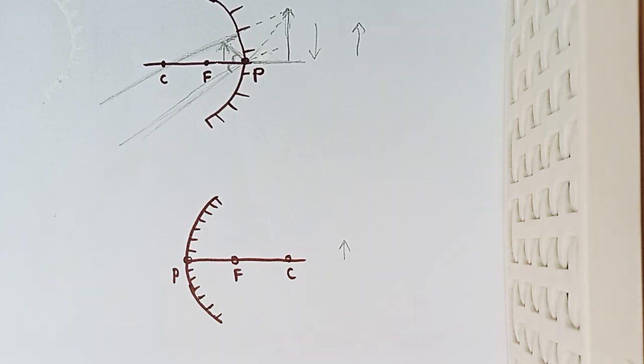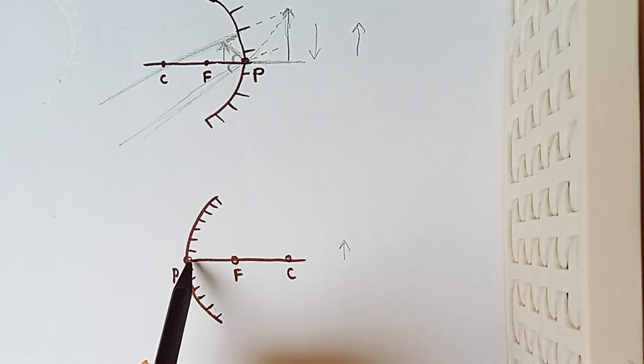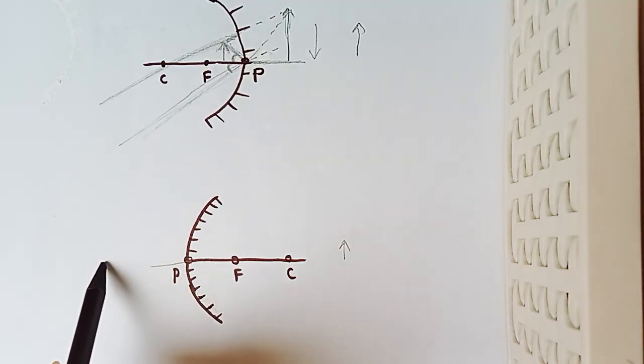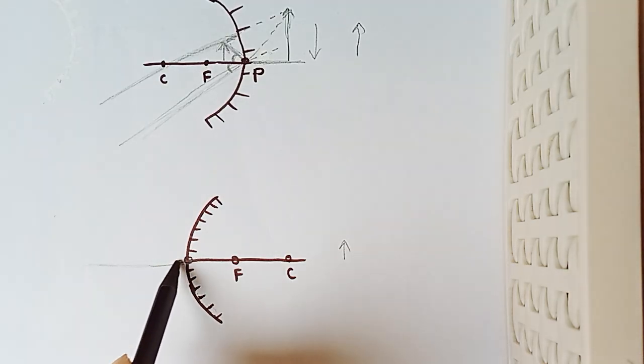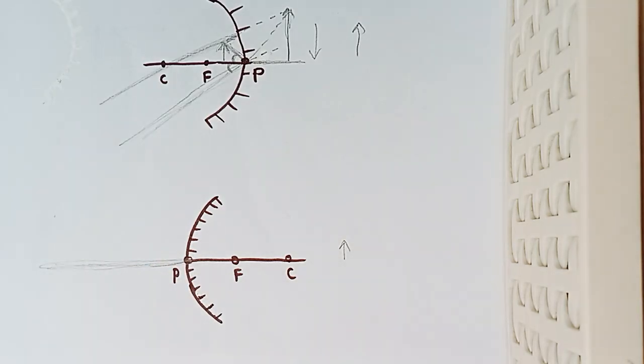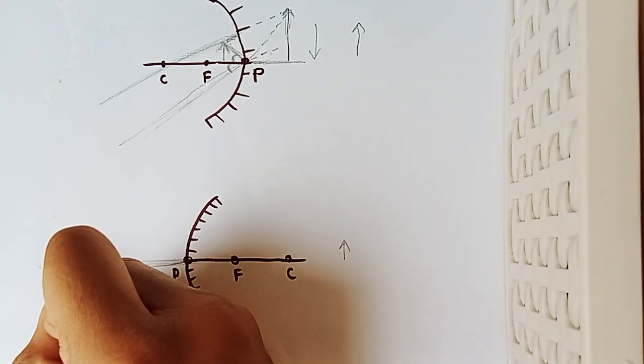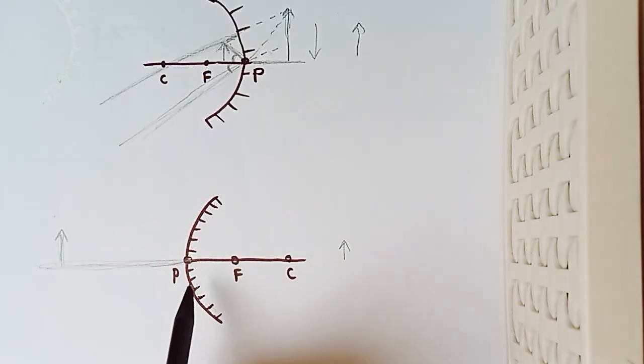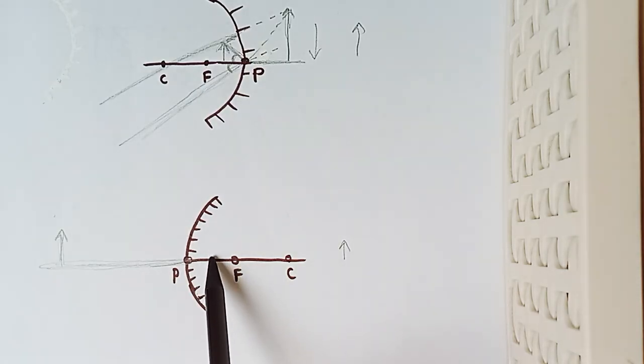Next, when the object is between infinity and the pole of the mirror, extend the line like this all the way there. Then suppose an object is between infinity and the principal axis. Then what about the image formed? The image formed will be between P and F. So it will be somewhat over here.